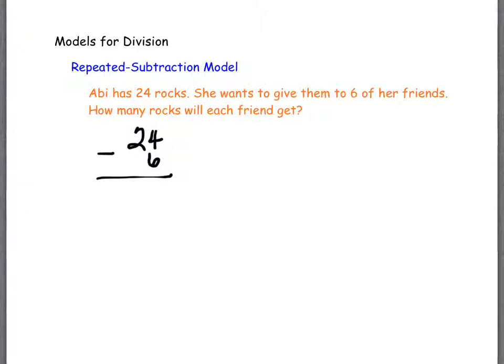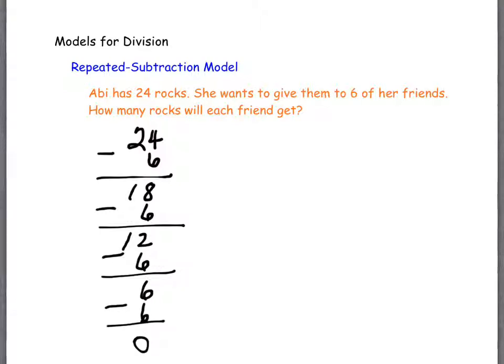24 minus 6 leaves me with 18. And then we do the same thing again, and we say, okay, we can give them each one more rock. And we're subtracting 6 because we're giving 6 rocks away every time we go through our group of friends and letting them pick one or giving one to them. And 18 minus 6 would be 12. 12 minus 6 is 6, and then 6 minus 6 is 0. Highly inefficient. Agreed? But does it work?